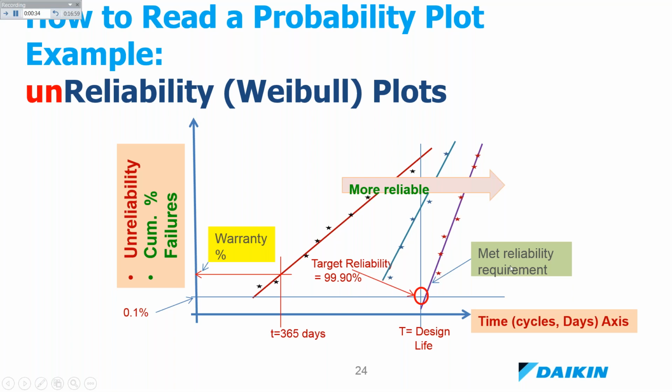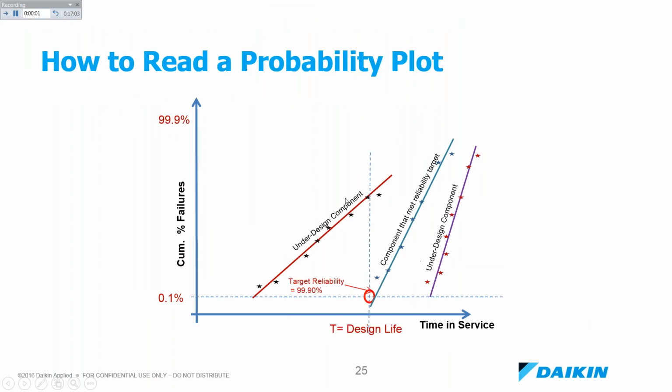Somewhere here, we call it meeting reliability requirements. Anything falling here, we call under-designed components. These are definitely over-designed components, but a good one probably lies here. So this should happen before launch.